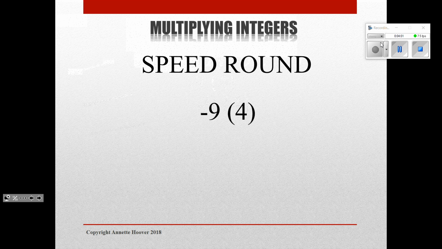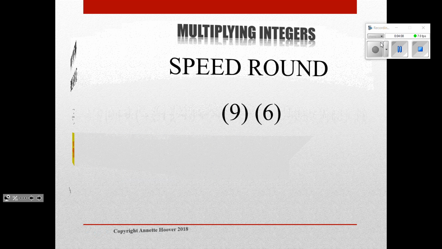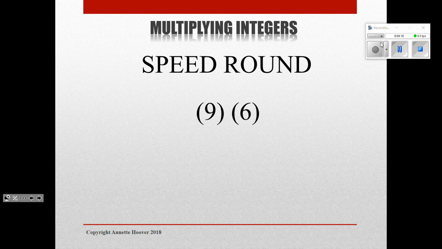9 times 4 is 36. 1 negative makes it negative, negative 36. 9 times 6 is 54. No negatives, so of course the answer is obviously positive.